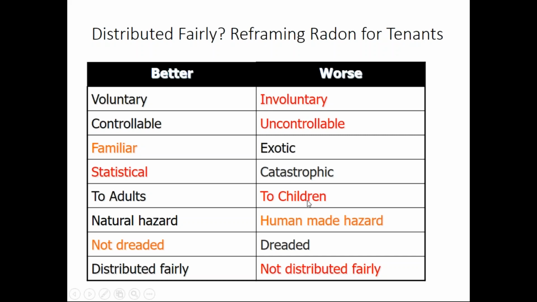You might have children, especially in low-income rentals or single-family rentals. There often are children in rental accommodation. Again, this human-made hazard, I'll come back to that. But it's not distributed fairly. And it really does seem unfair that tenants don't have the right to test.